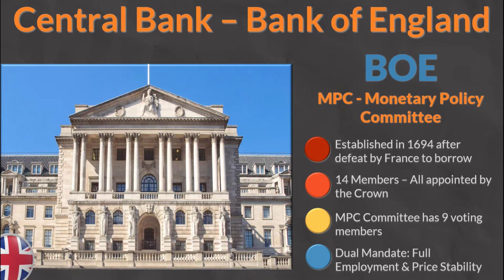Now, the MPC has 9 voting members, so out of those 14 members, they decide which 9 are going to have voting terms, and they have a dual mandate: full employment and price stability. So when we take a look at what the Bank of England is going to do in certain situations, we have to keep in mind that they are trying to accomplish 2 things: full employment and price stability, fighting inflation. That really changes how things work in the currency market when you have a dual mandate.